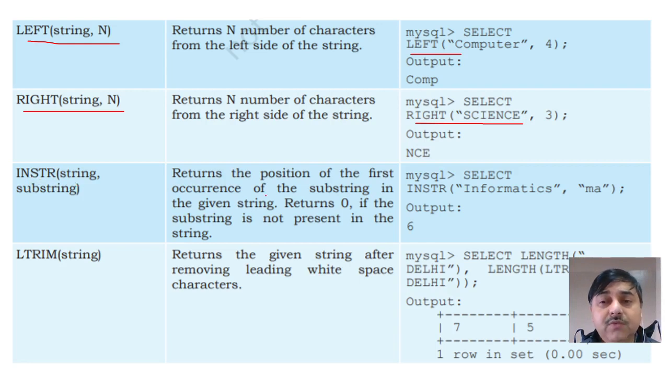INSTR means a string with a substring. It will return the particular position from where the substring starts. Okay, from where we are starting, which string we are giving, it will give us that starting position. And LTRIM, this has different ways of implementation that we will see.